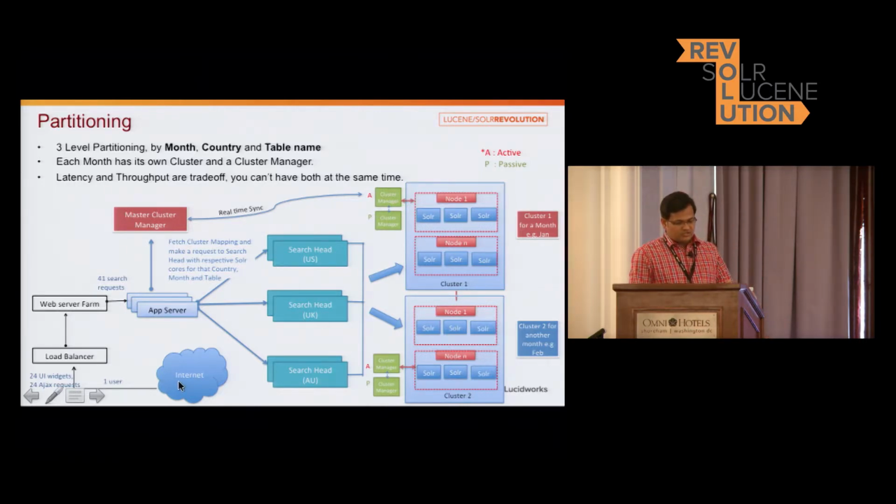When these 41 search requests hit the app server, each one asks the master cluster manager, "Give me the configuration, which Solr server do I need to hit?" Once it determines that, it makes a request to the search head. We have dedicated search heads for countries, and they can also be shared, so more weightage is given to a particular country's search head compared to others. If there is contention, it will move to others. We have roughly 6 search heads, and based on these, the request is diverted to multiple Solr servers.